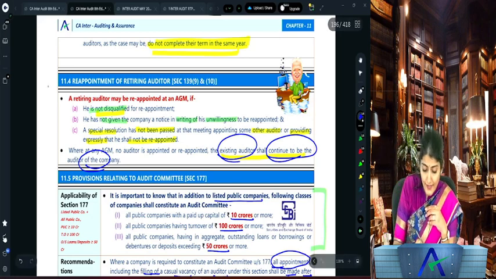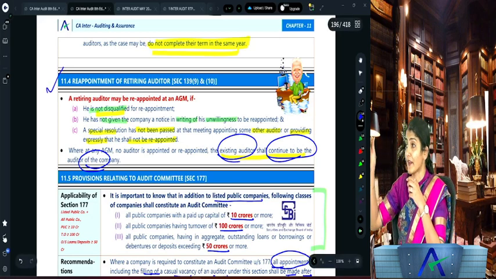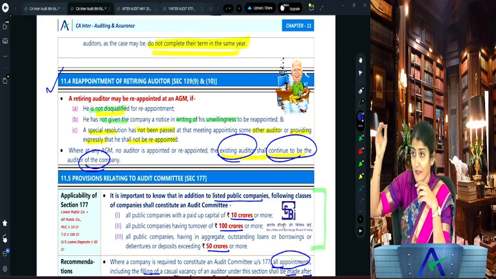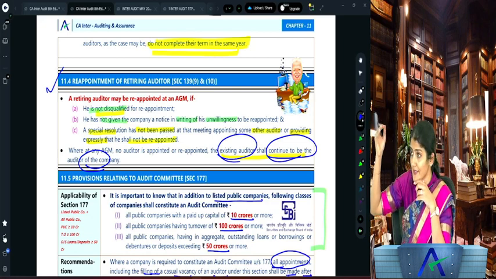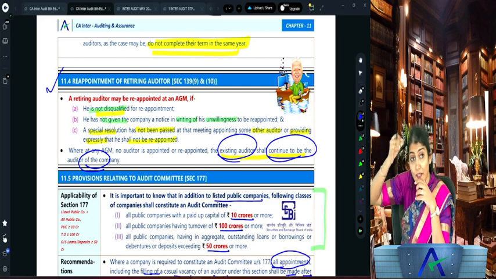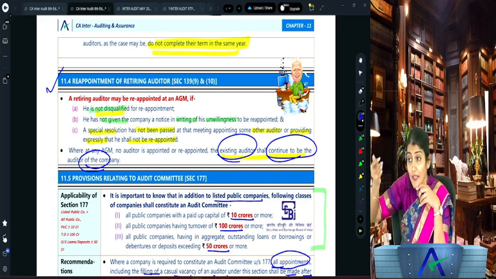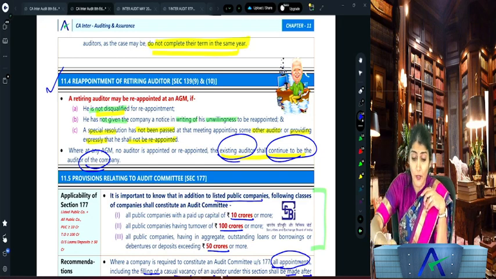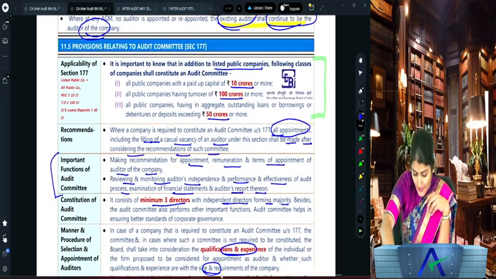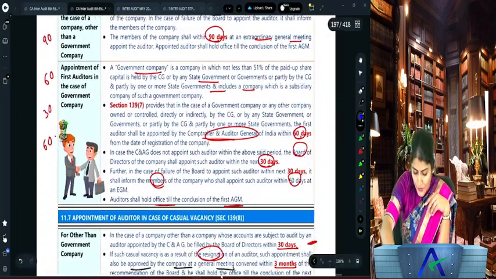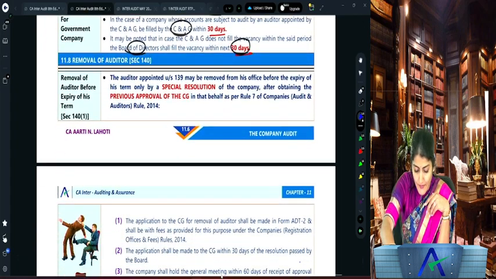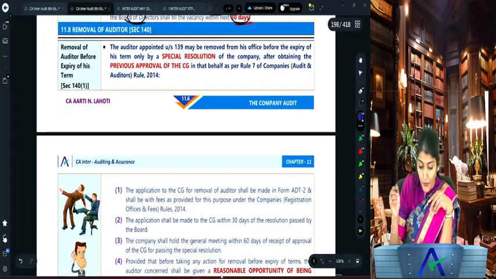Are you understanding this? Reappointment of the retiring auditor. Are you all with me? Yes, everyone, do you understand section 139, the appointment of the company auditor, reappointment of the retiring auditor, the provisions relating to the audit committee? And now we come to the discussion regarding his first auditor; casual vacancy I've already discussed. Now coming to section 140, which is regarding the removal of the auditor.